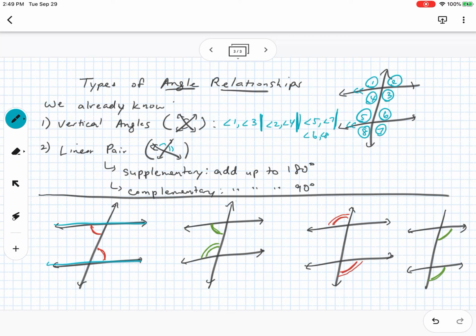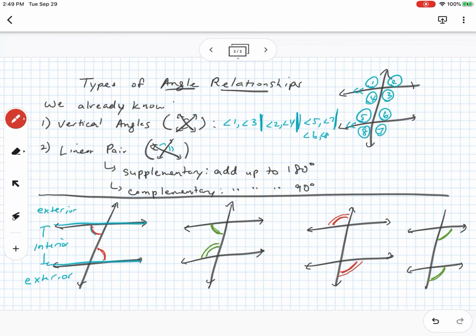The way that I want you to envision it is that whenever you have two parallel lines cut by a transversal, I want you to think of this as the interior, and I want you to think of these guys as the exterior. So the area in between the two parallel lines, that's what we call the interior. And then whatever is outside of our boundaries, that's what we call the exterior.